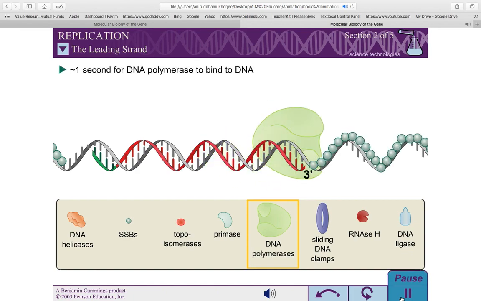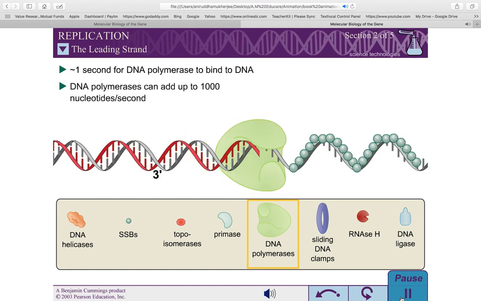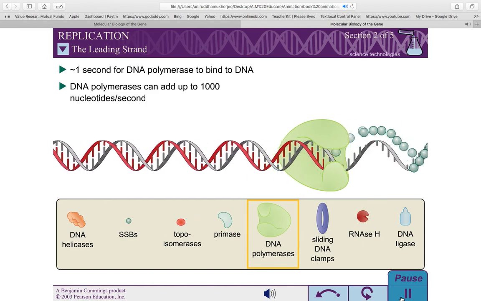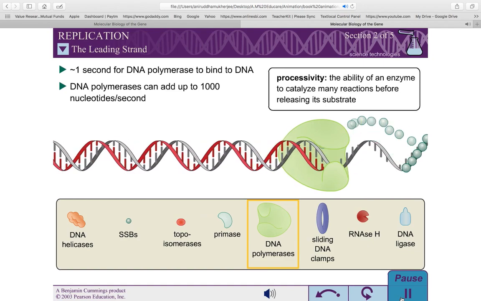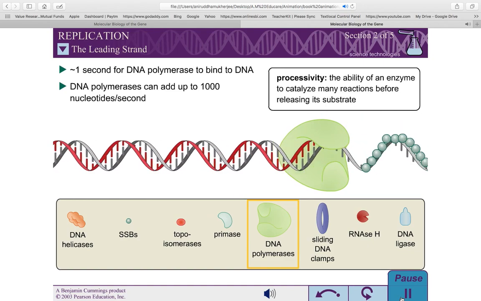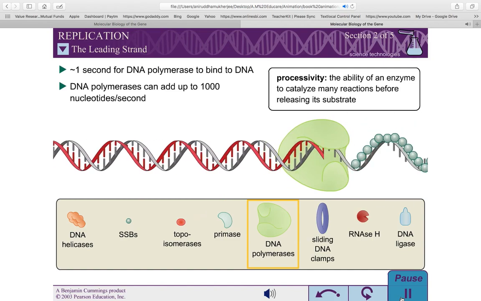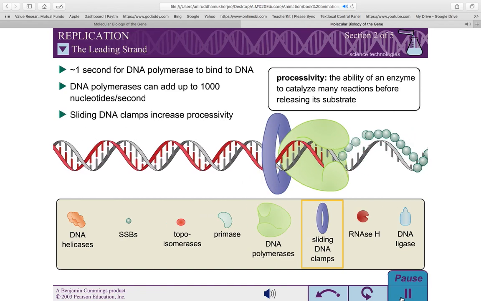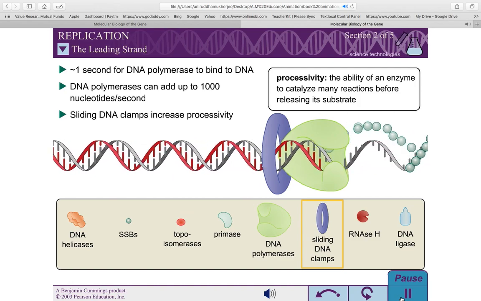It takes approximately 1 second for a DNA polymerase to bind to DNA. However, once replication has begun, DNA polymerases are capable of adding up to 1,000 nucleotides to the growing daughter strand every second. The ability of an enzyme to catalyze many reactions before releasing its substrate is called processivity. To increase the degree of processivity of DNA polymerases, a sliding DNA clamp surrounds the DNA and binds to DNA polymerase, holding them together.